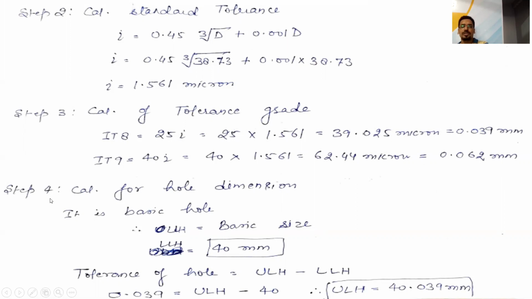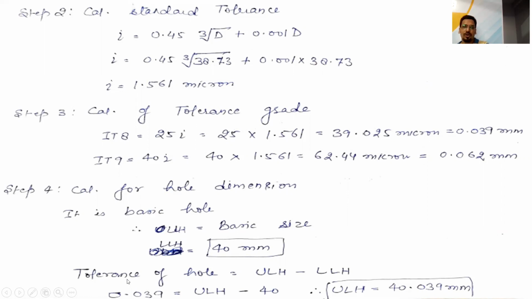Now, fourth step, we have to calculate the hole dimension. As it is the basic hole. Why it is basic hole? Because capital H is there. So for basic hole, lower limit of hole is equals to basic size. So lower limit of hole will be 40 mm.